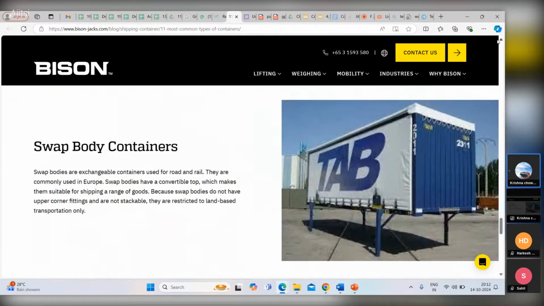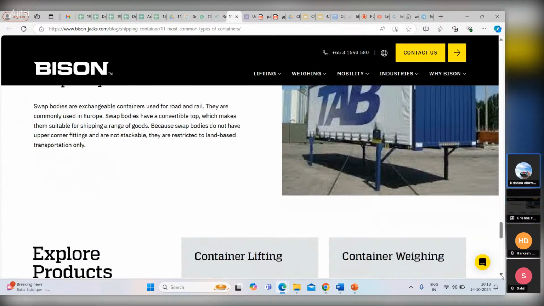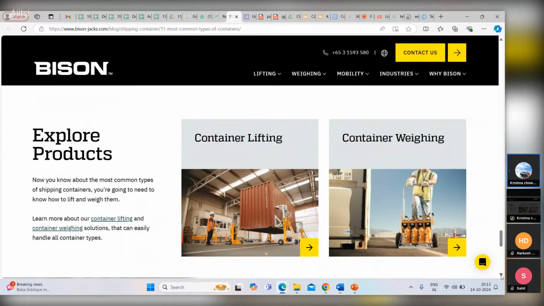Then swap body containers. Swap bodies are exchangeable containers used for road and rail. They are commonly used in Europe. Swap bodies have a convertible top, which makes them suitable for shipping a range of goods. Because swap bodies do not have upper corner fittings and are not stackable, they are restricted to land based transportation only. So there is no place for putting a twist lock. Mostly these types can be used in a place like America where people use car containers or different spaces for shipping. Nowadays, even in Mumbai, you find many places where they are putting containers and living there for a long time.